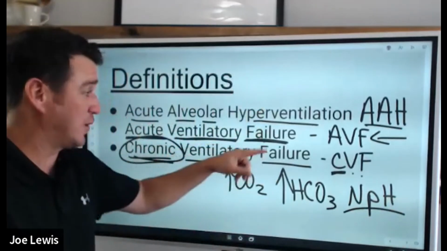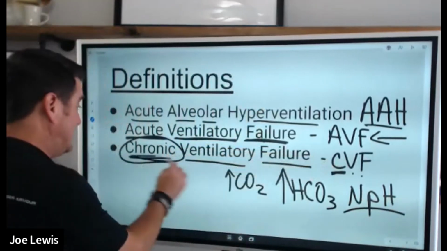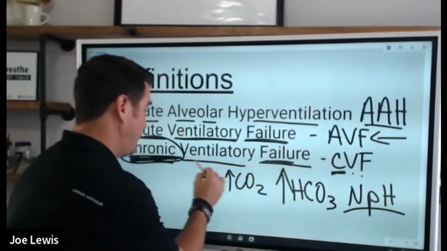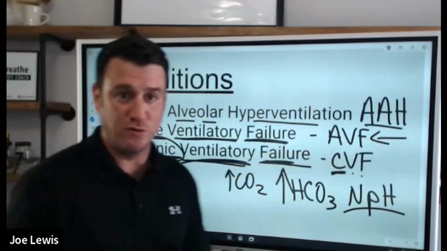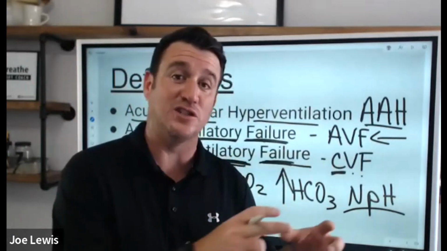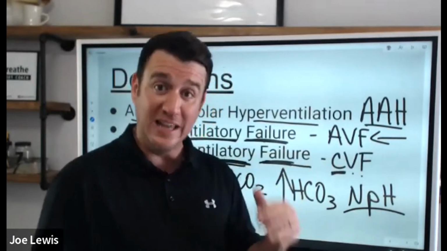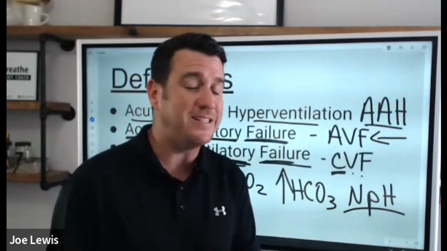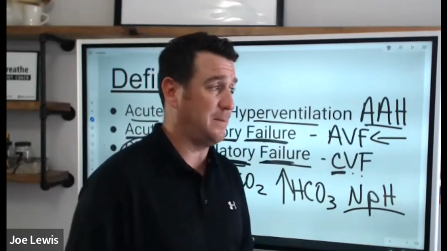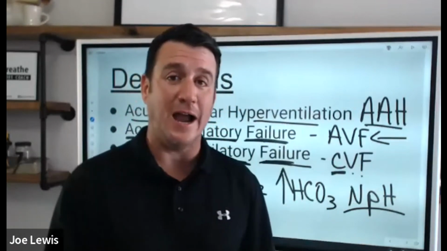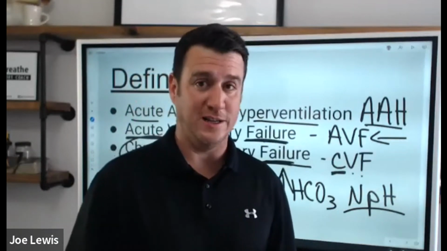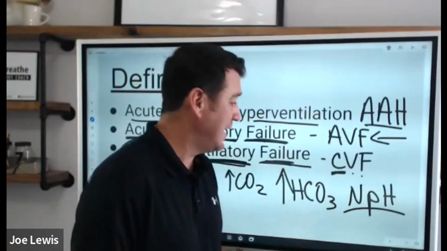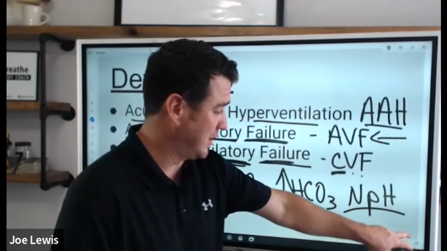That's chronic ventilatory failure. This person, every single day, fails to effectively remove CO2 to what we define as a normal range. So they live with the high CO2, high bicarb, normal pH. This is the patient that we would refer to as the patient who presents with chronic hypercapnia, chronically a high CO2.